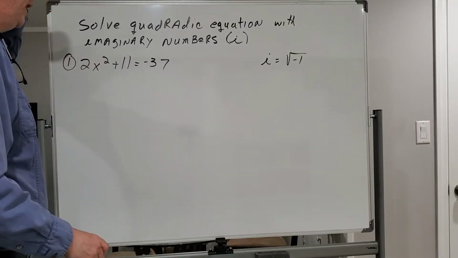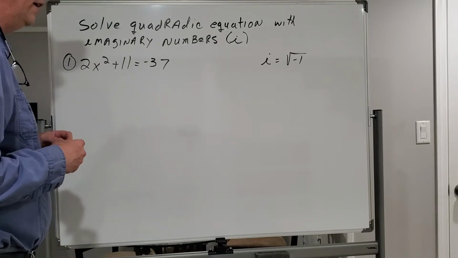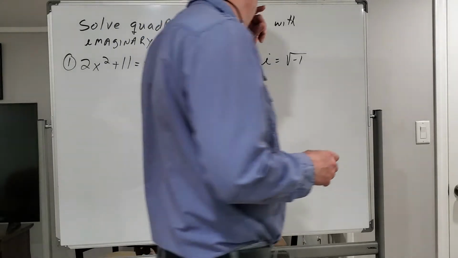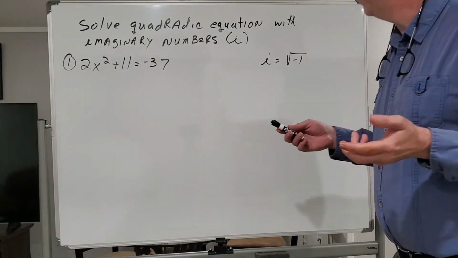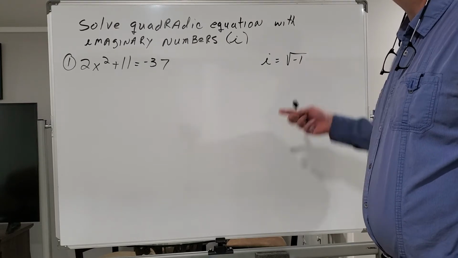Okay, so today we're going to be going over solving quadratic equations with imaginary numbers. An imaginary number is represented with the letter i. So why do we have to have that? Well, if I want to find the square root of -1, it's impossible.